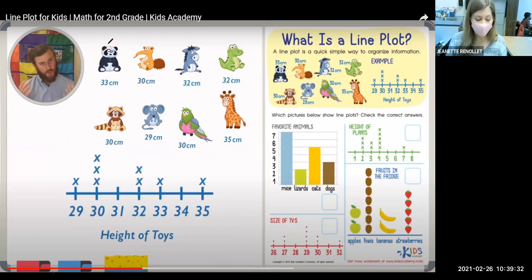Let's go ahead and go to our Seesaw task. Join me on Seesaw, looking at your task.